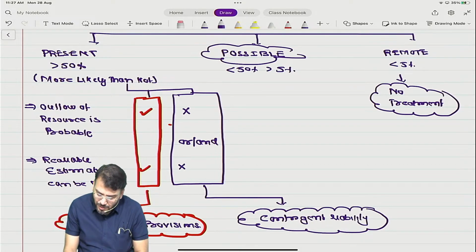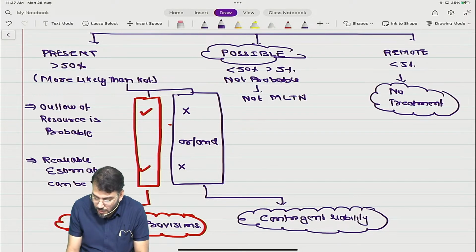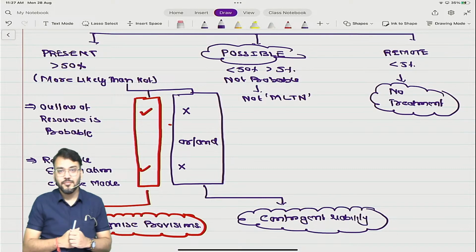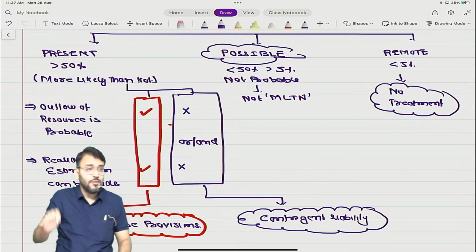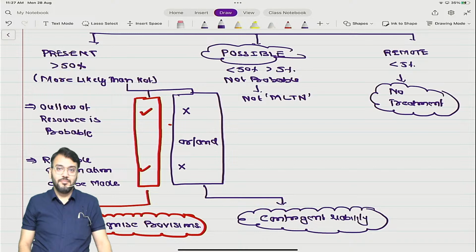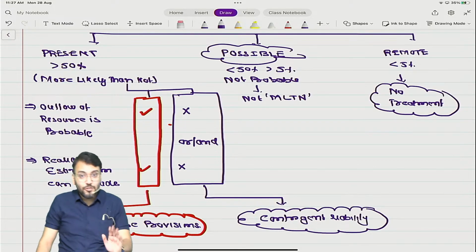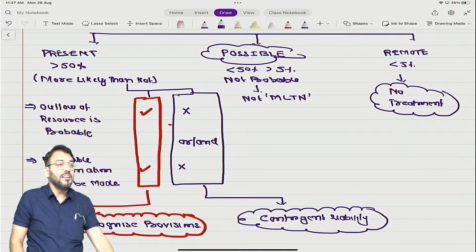Or can I say it is nothing but not probable, meaning when the obligation is not probable, or we can say it is nothing but not more likely than not. MLTN means what? MLTN means more likely than not. It is not more likely than not. Understood now? It is not more likely than not, meaning chances are less than 50%.